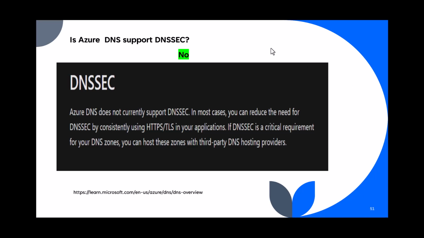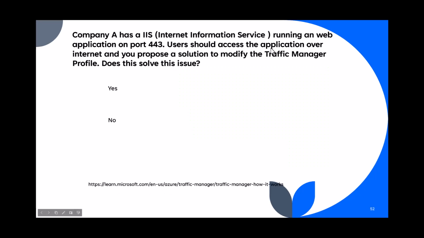Going to the next question, question number 52. The same question: Company A has an IaaS, Internet Information Service, running a web application on port 443. Users should access the application over the internet, and you propose a solution to modify the traffic manager profile. Does this resolve the issue? Yeah, definitely not.